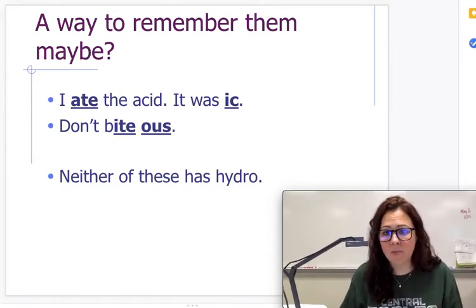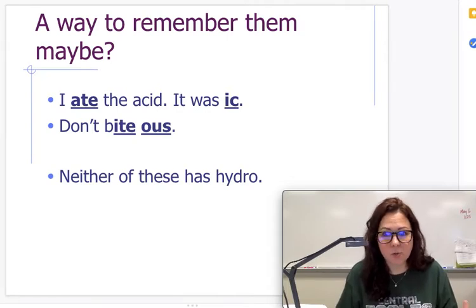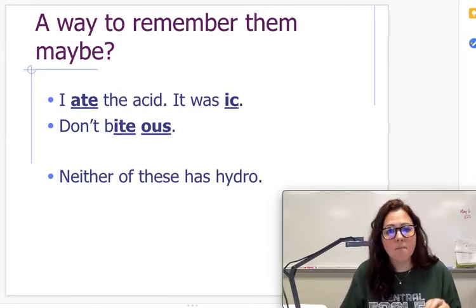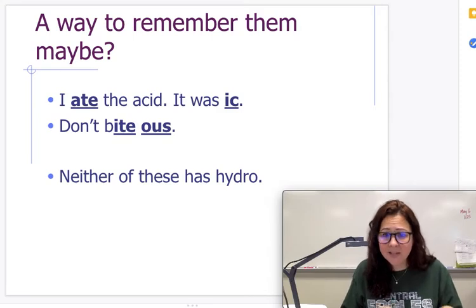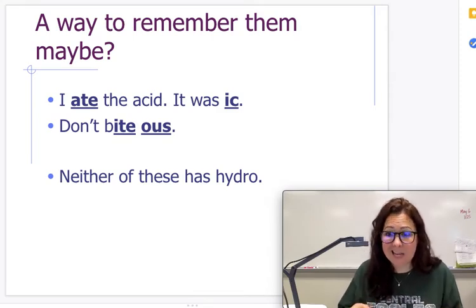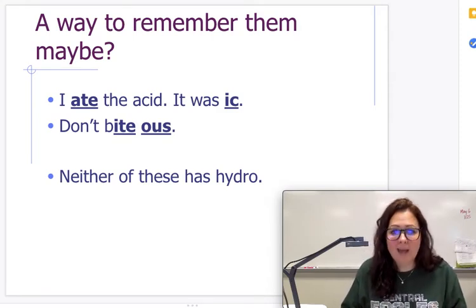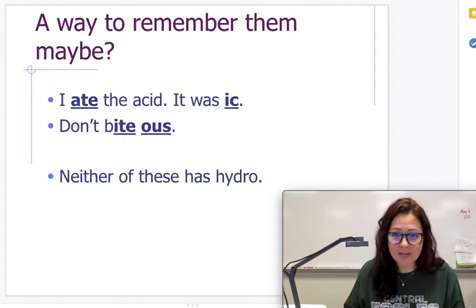A way to remember them, I had a student that taught me this years ago, and it kind of stuck with me. It said that I ate the acid, it was icky. So I ate the acid, ATE becomes IC, it was icky. Don't bite us. ITE is OUS. Neither of those have hydro. So ATE is IC, ITE is OUS.